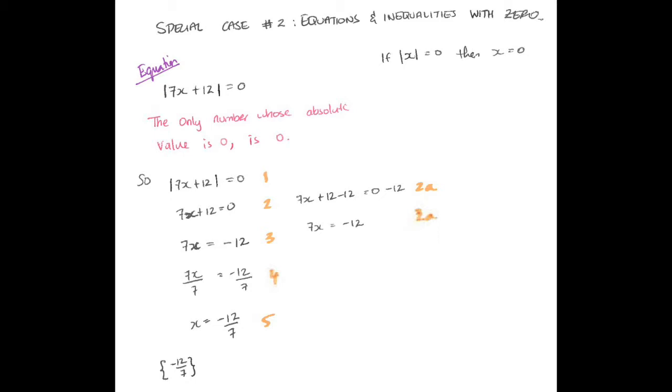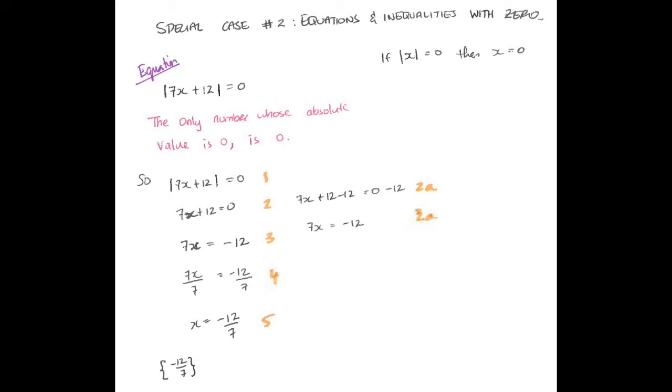Now you're going to divide both sides by 7, and you will end up with, in line 5, x being equal to negative 12 over 7. And negative 12 over 7 is your solution. If I asked you to write it in set notation, you would just put the set braces with that single element, because there's only one solution here.